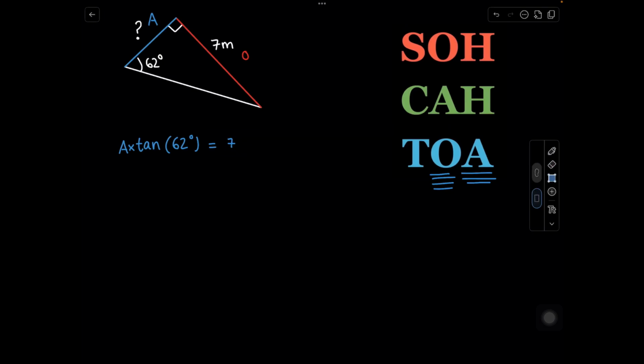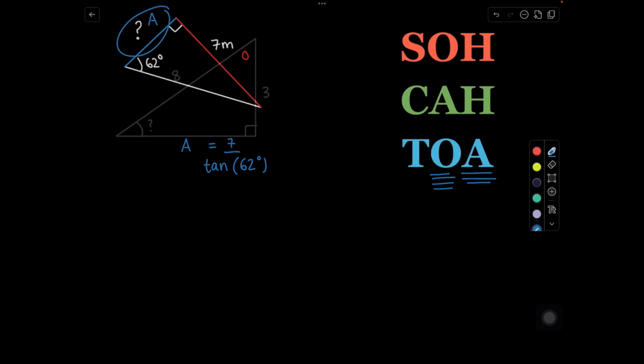And then finally, you can see how we have a tan 62 that's timesing. So to do the opposite of that, we can just divide that across. And now you can see that we're just left with a is equal to 7 over tan of 62 degrees. If you put that into your calculator, that will give the length of this side.